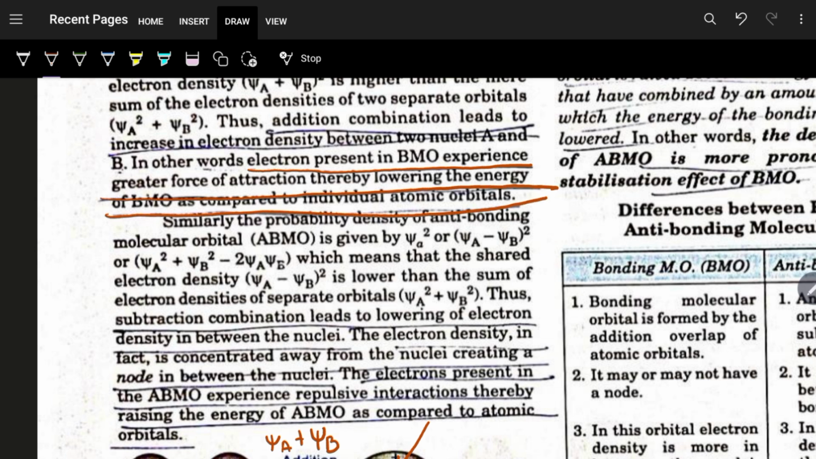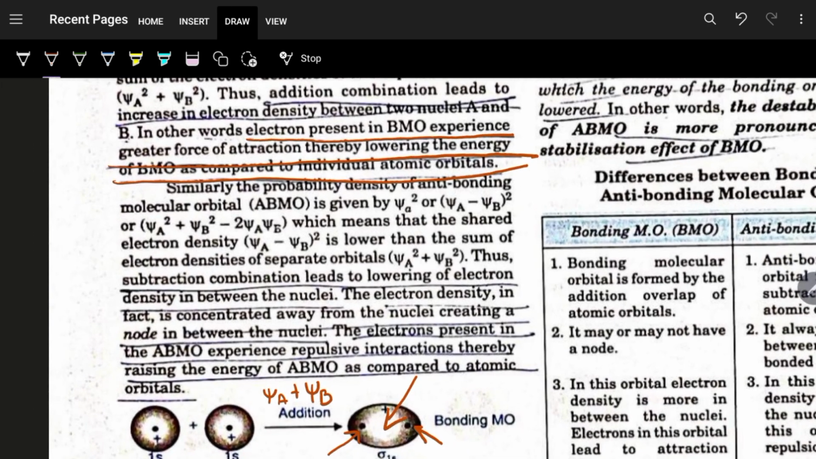See, we have seen in VBT that when 2 atoms approach each other in order to form a molecule, there are 2 types of interaction, attractive as well as repulsive. In the bonding scenario, there is a lowering of the energy because of the attractive interaction that actually supersedes.